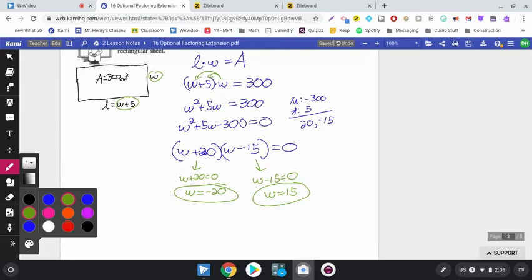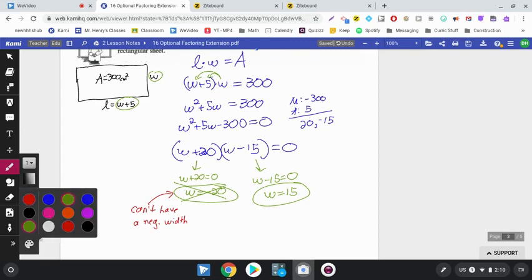And I'm just going to pause and think about it. Well, we're talking about width, and I might be a little confused because I have two answers. Well, if I'm talking about the width of a rectangle, this is a physical object. The width can't possibly be -20. So that's a false solution. I can't have a negative width because it's a length, right? It's a measurement. So it solves the equation, but because of the context, it doesn't represent the context properly.